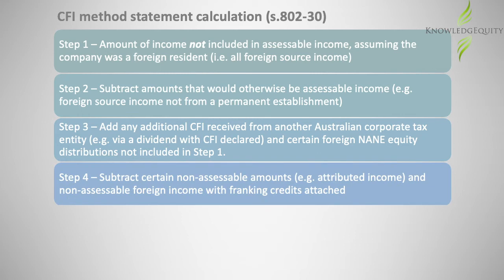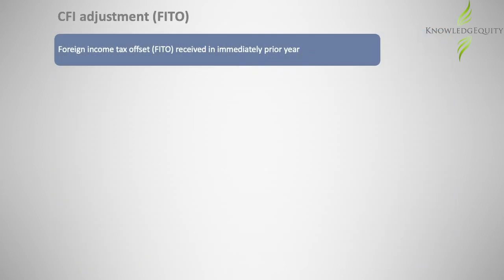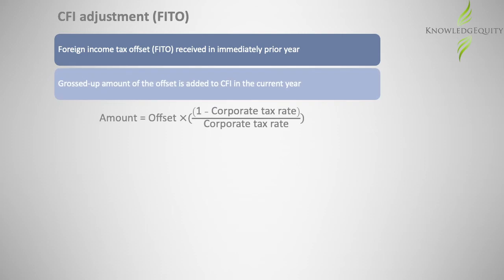Step 4 subtracts certain non-assessable amounts and non-assessable income with franking credits attached. Step 5 subtracts certain non-deductible expenses that are reasonably related to the foreign income. The result is the entity's Conduit foreign income. However, if the entity has received a foreign income tax offset in the immediately prior year, the grossed up amount of the offset is added to the entity's Conduit foreign income for the current year.